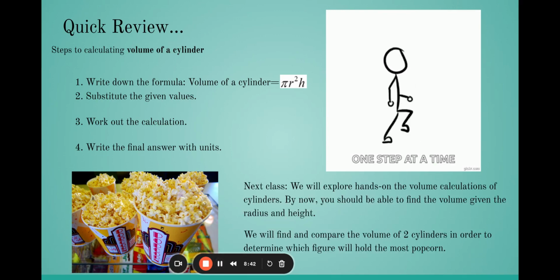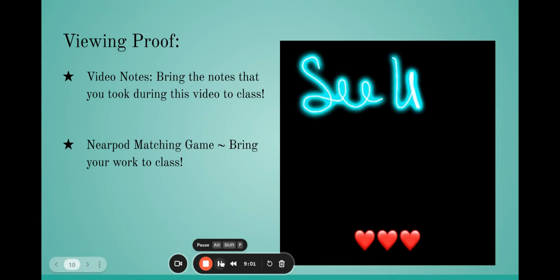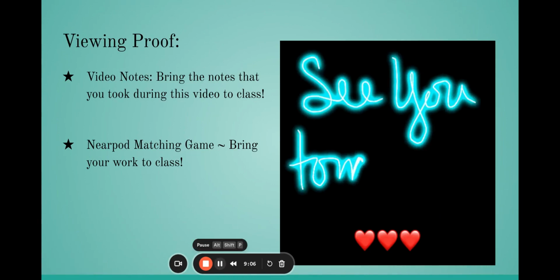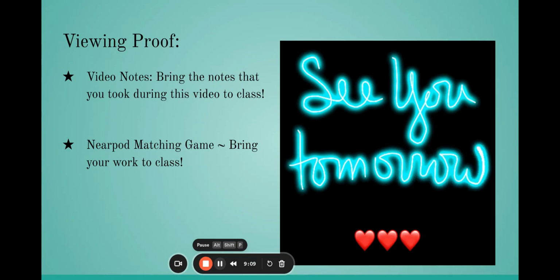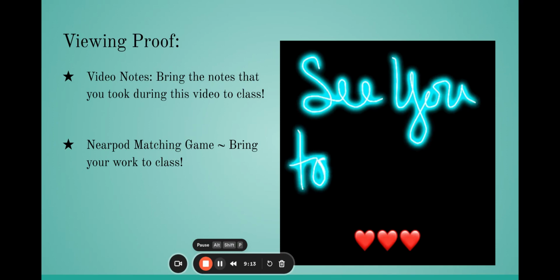Next class, we'll do some hands-on exploration, and we're going to find and compare the volume of 2 cylinders in order to determine which figure will hold the most popcorn. And yes, I'll give you some popcorn to snack on. So remember to bring your notes that you took during this video to class tomorrow, and also bring the work that you completed in order to do the matching game.